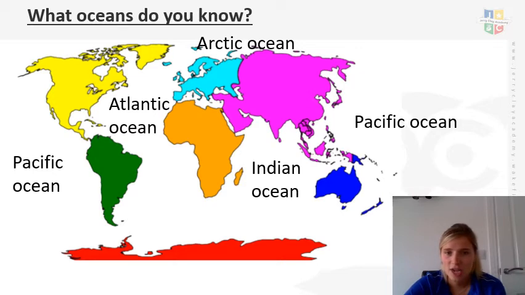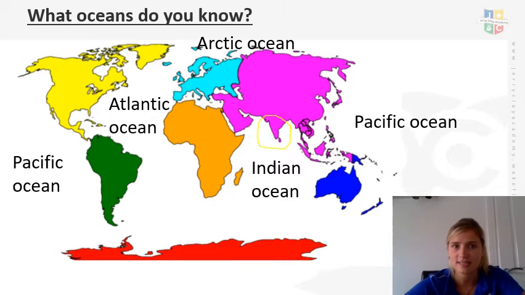Then we have the Indian Ocean, which is in the middle, where Africa's on the left, you've got Asia above it, and you have Australia to the right of it. Now we're going to have a look more in detail here, but the reason why the Indian Ocean is here is because this part here is India. So obviously the Indian Ocean is going to be nearest to India.